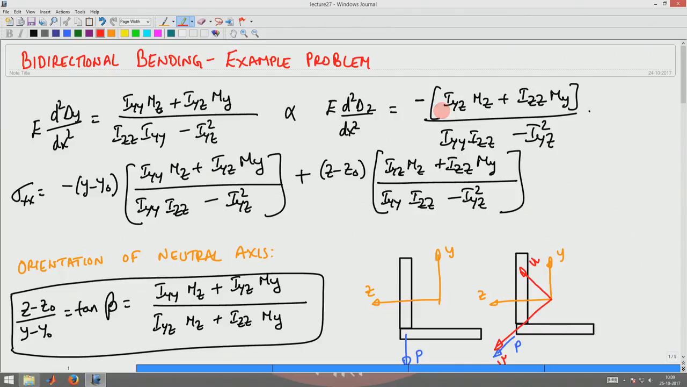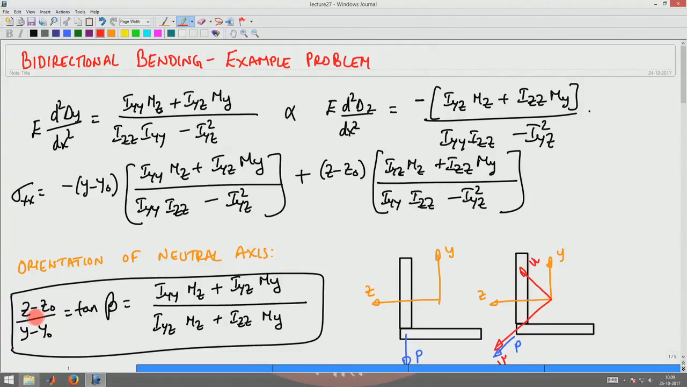We also saw that the neutral axis will not be aligned with the axis of the problem that you have chosen, but it will be inclined to the axis of the cross section that you have chosen, and that expression is given here: tan beta equals Iyy into mz plus Iyz into my, divided by Iyz into mz plus Izz into my.